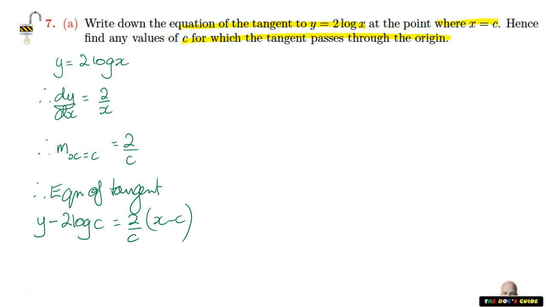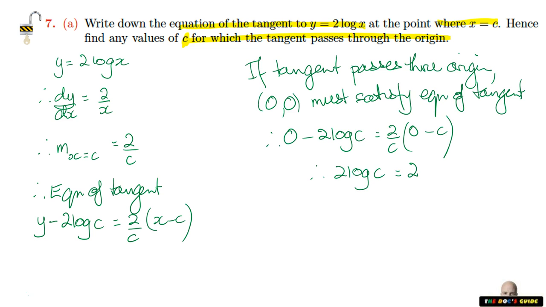And then we want to find any values of c for which the tangent passes through the origin. So again, think about what that actually means. It is that if the tangent passes through the origin, then (0, 0) has to satisfy the equation of the tangent. So when we put that x and y value into our tangent equation, we conclude that 2 log c equals 2. Now we have to solve that equation to find c, and the way we do that, first of all, is to shuffle any constants so that all we've got on one side is log of something. So divide both sides by 2, and we'll get log c equals 1.